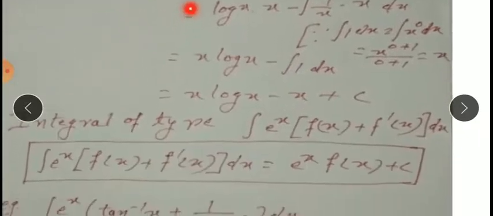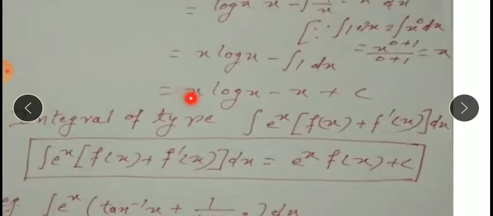Log x into integration of 1 is x, minus integration of d/dx of log x, which is 1 upon x, into integration of 1, which is x. So x upon x is equal to 1, which means this is equal to integration of 1. Integration of 1 is x. Finally we get the answer x log x minus x plus c. c means constant of integration.